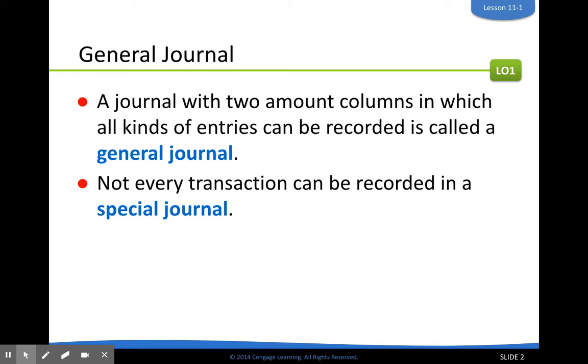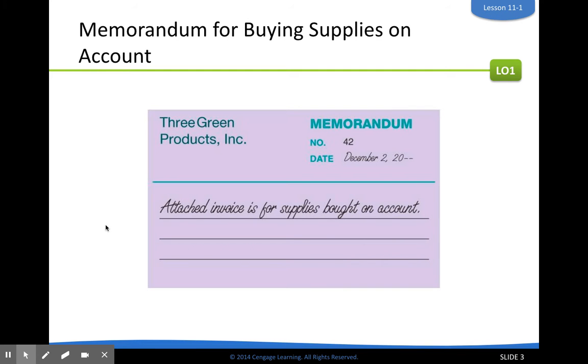This general journal is going to be much simpler. It's just going to have two columns, general debit and general credit. And we're going to use this anytime a special journal, the 4 special journals that we have learned, is not applicable. So here we have a memorandum. It says attached invoice is for supplies bought on account.